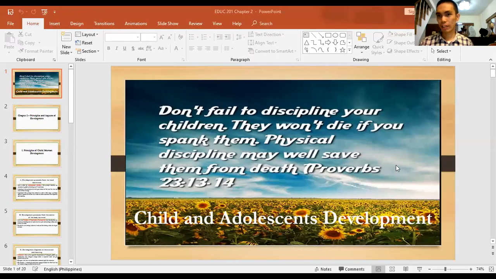And today we will continue our discussion regarding child and adolescent development. So last time we talked about the introduction to child development, and we discussed the importance of child and adolescent growth and development as well as the 13 theories of human development. So this time we will talk about principles and aspects of child or human development. Okay, so let's start.